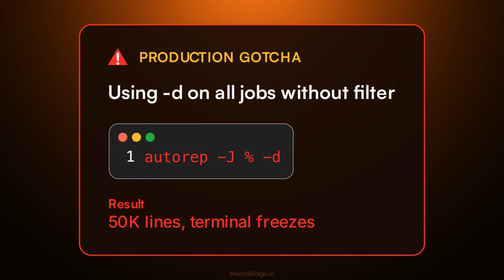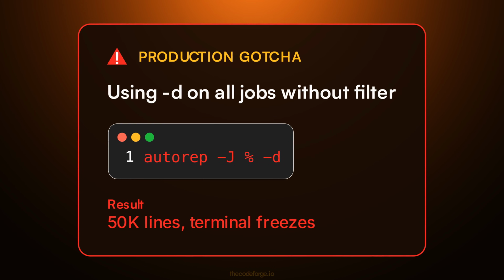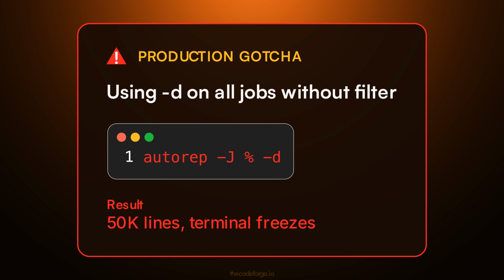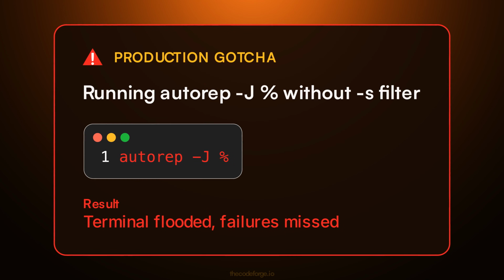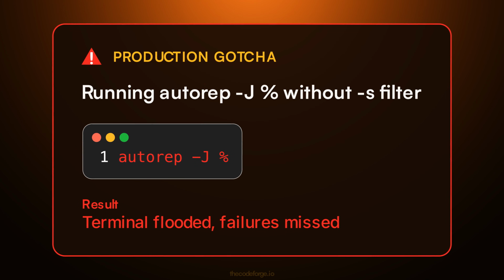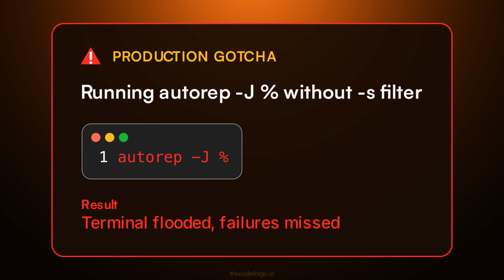Running autorep J% D produces 50,000 lines of output. The terminal freezes or takes minutes to complete. It's worthless for real-time monitoring. Always filter before D: autorep J% S_F_A D for failures, or autorep J AUD% D for a specific job family. This is the mistake from our incident. Running autorep J% without a status filter in a large environment floods the terminal with thousands of lines. Failures scroll past before you see them. Always filter with SFA for failures, SRU for running.